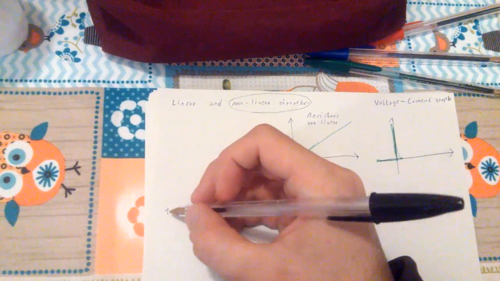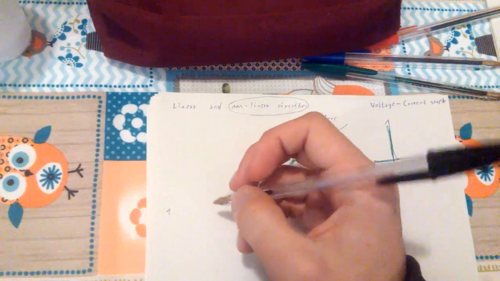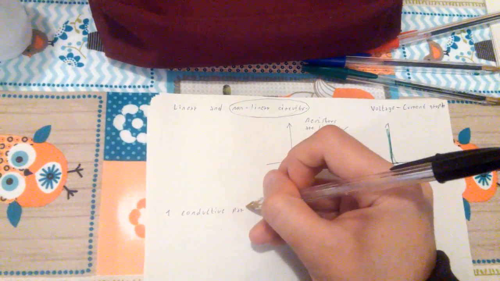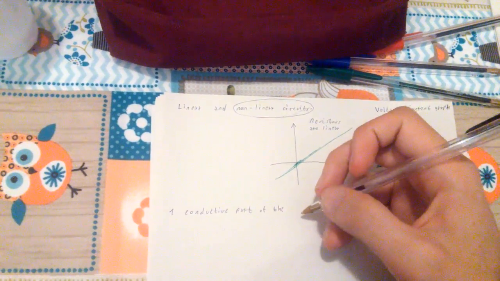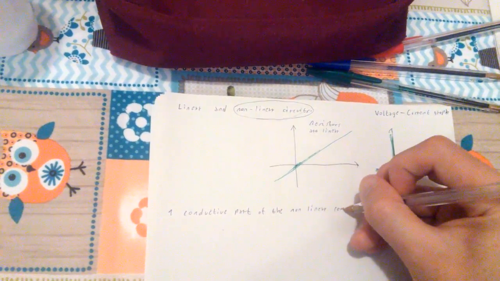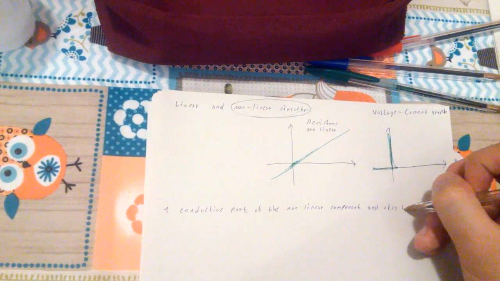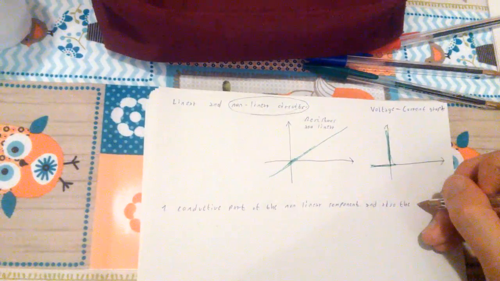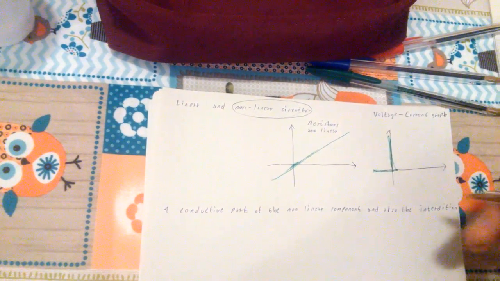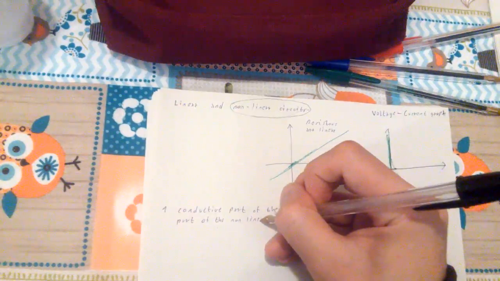The first category is those that use the conductive part of the non-linear component and also the interdiction part of the non-linear component.